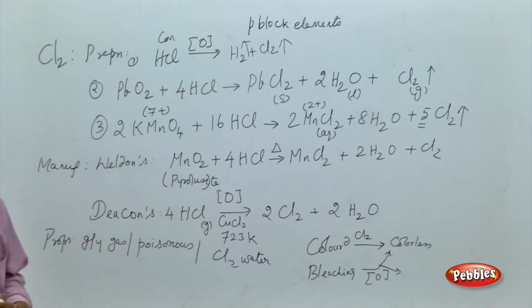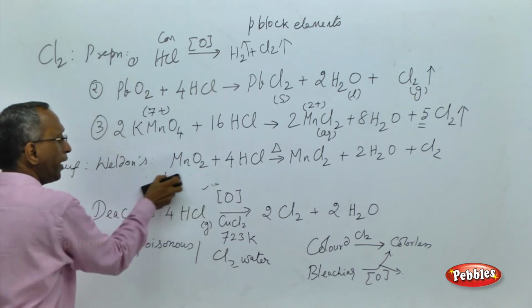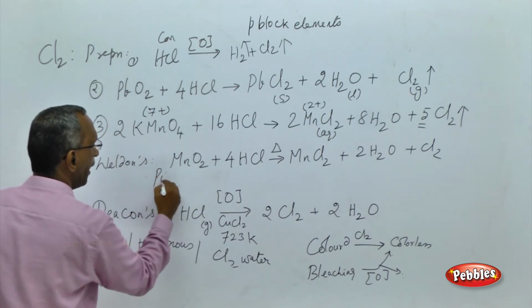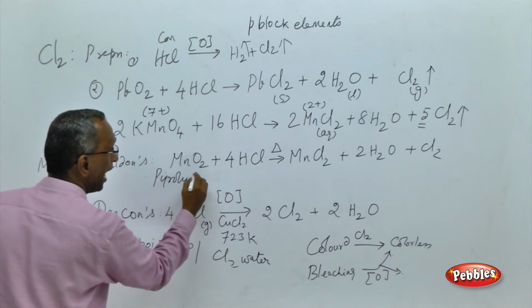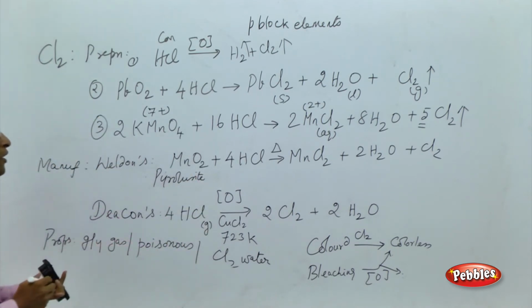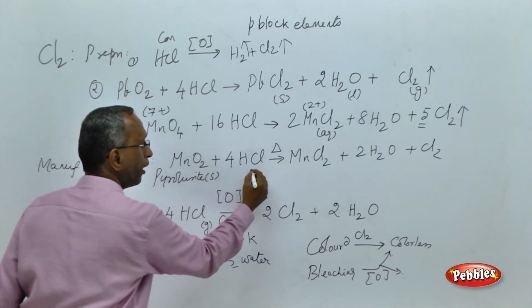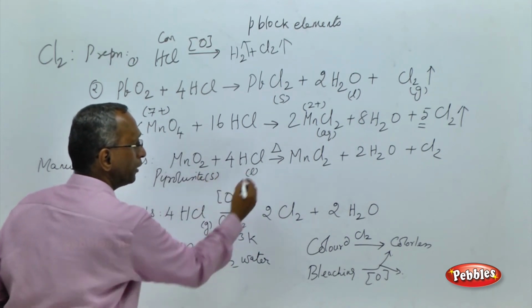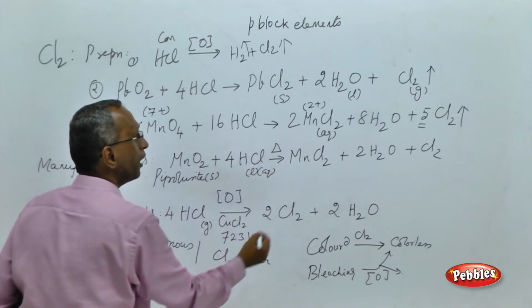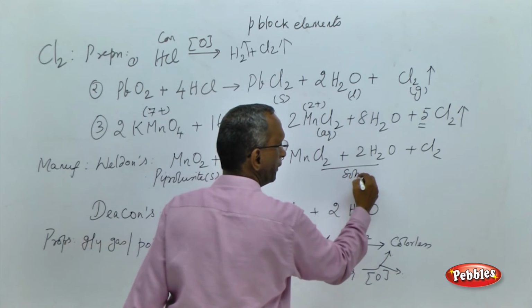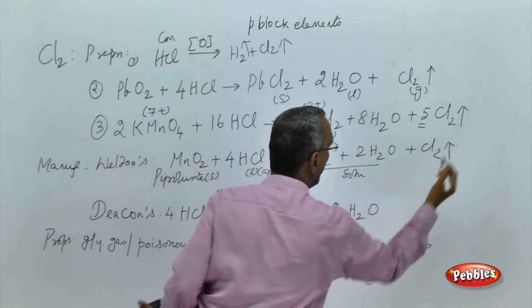Pyrolusite is the ore containing manganese dioxide. It is a black sand. Pyrolusite on heating with hydrochloric acid: pyrolusite is a solid, hydrochloric acid is a liquid, aqueous. So they are heated, whereby it forms manganese chloride and water which are in solution phase. Chlorine is evolved as a gas.